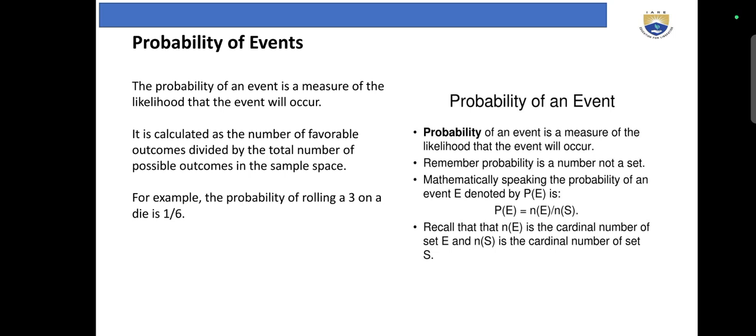It is calculated as the number of favorable outcomes divided by the total number of possible outcomes in the sample space. For example, the probability of rolling a 3 on a die is 1 by 6. The probability of an event is a measure of the likelihood that the event will occur. Remember, probability is a number, not a set. Mathematically speaking, the probability of an event is P of E.